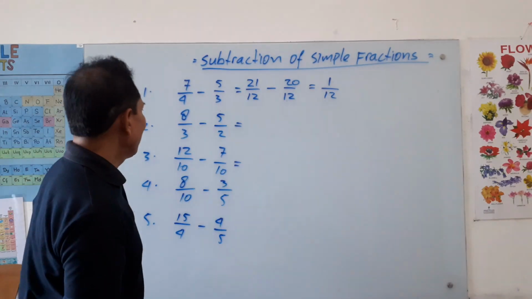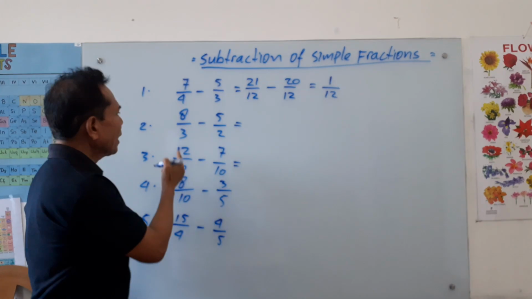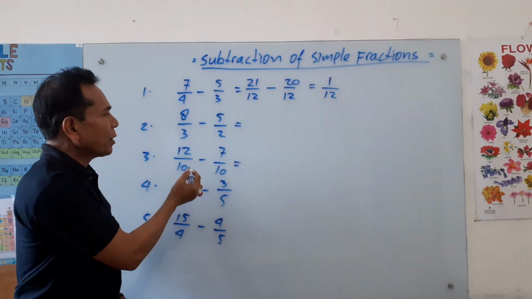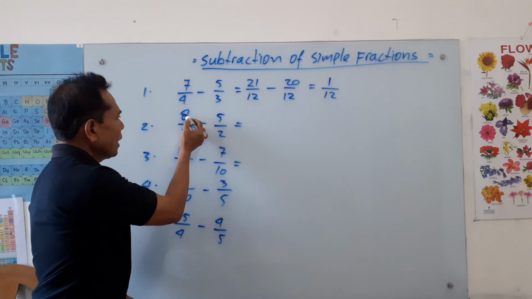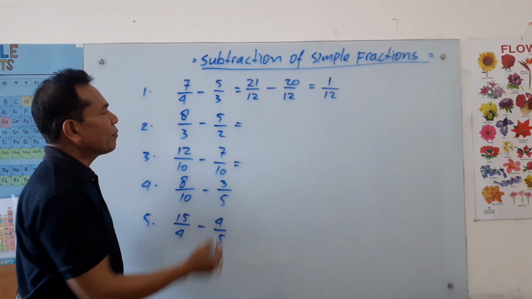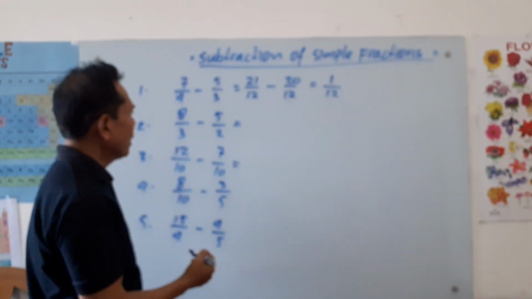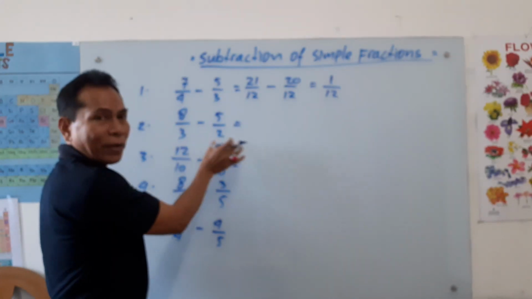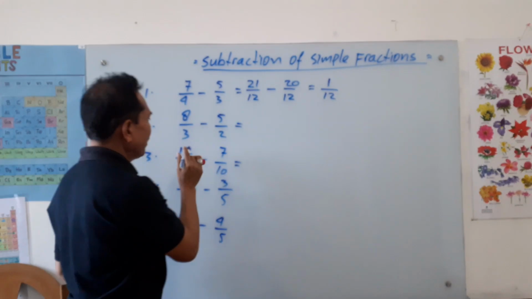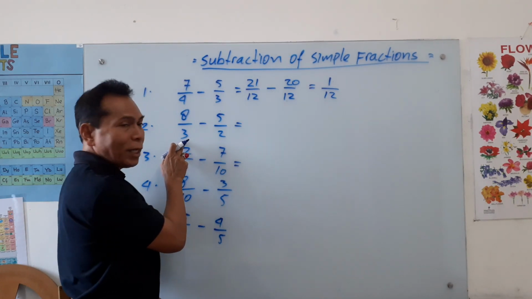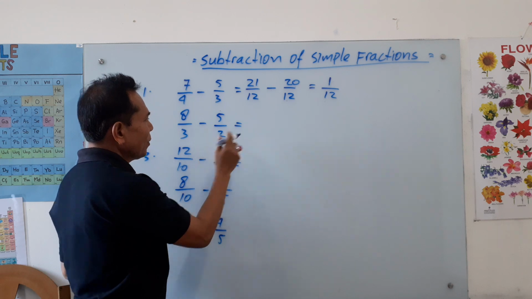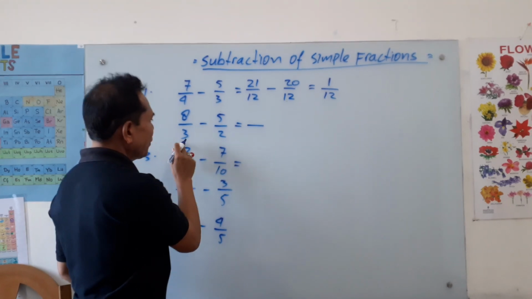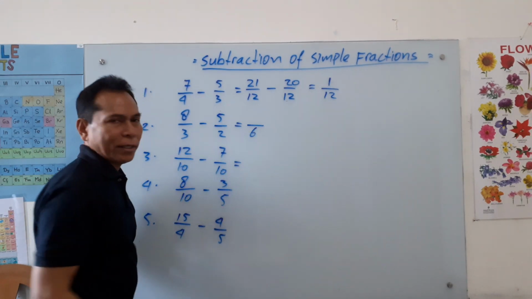Now we go to number 2. 8 over 3 minus 5 over 2. It's the same as the first one. Because denominators are different, we make them the same first. So we take this denominator 3 and multiply with denominator 2: 3 times 2 is 6.